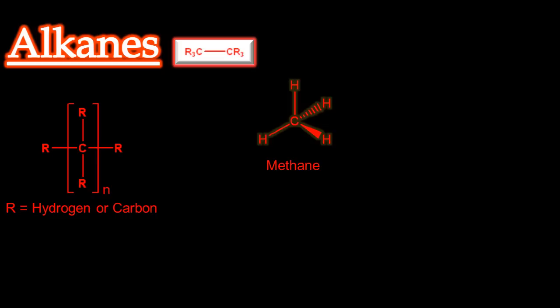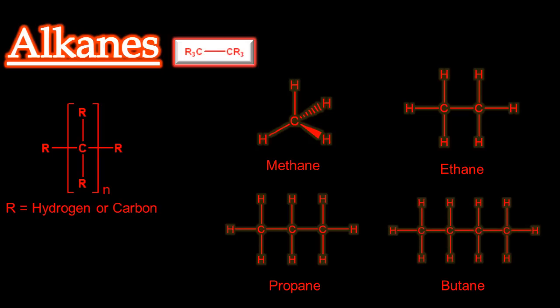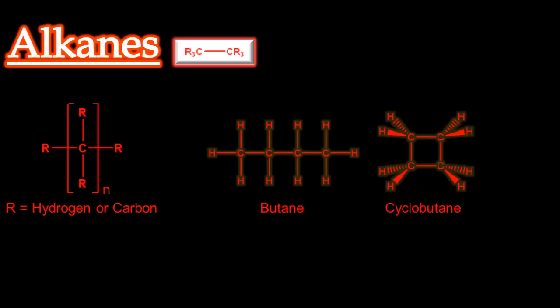By adding one carbon successively, additional homologs are produced. Ethane is a two-carbon hydrocarbon, and likewise propane features three carbons and butane four. Note that alkanes may exist in cyclic and non-cyclic forms. Here, butane is shown next to its cyclic form, cyclobutane.